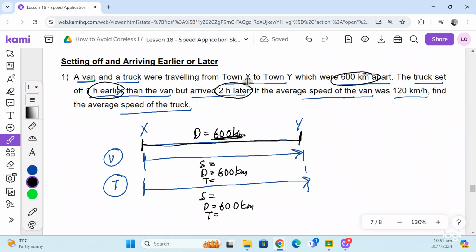Sometimes there are some numbers or values that you cannot put in the model. Then we don't put them, but we take note, and we use that later to solve. The speed of the van was 120 km per hour. That one we can put inside. What's the speed of the truck? That is the question mark. And your model is done.